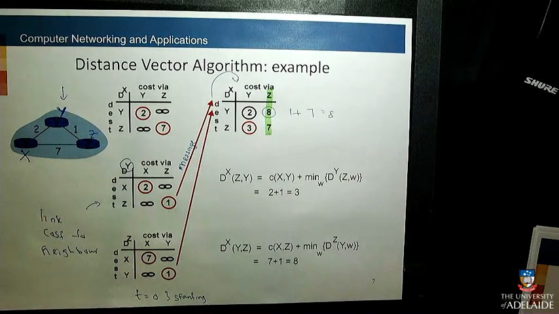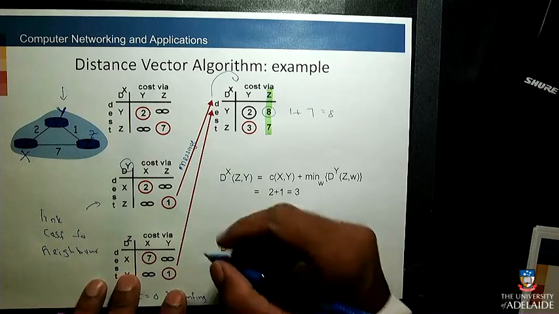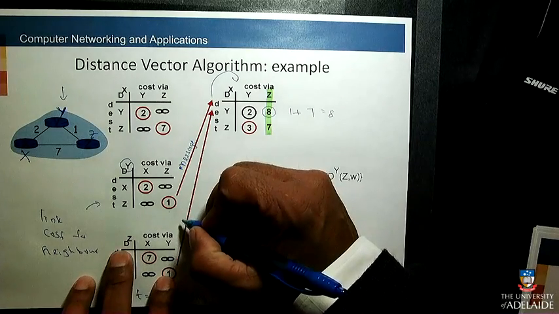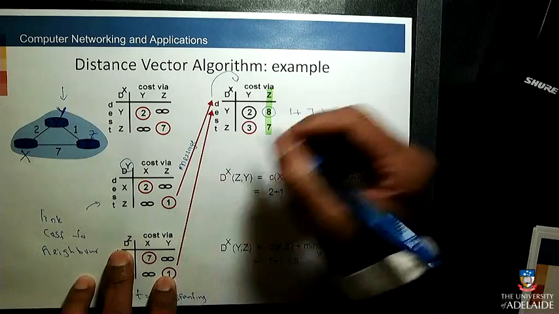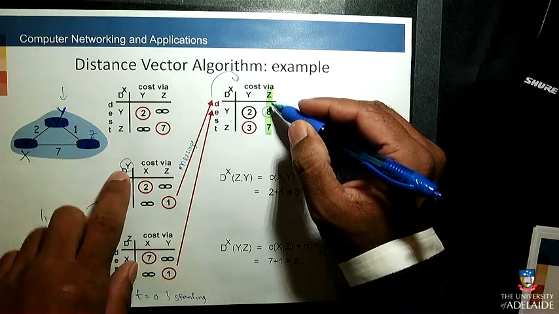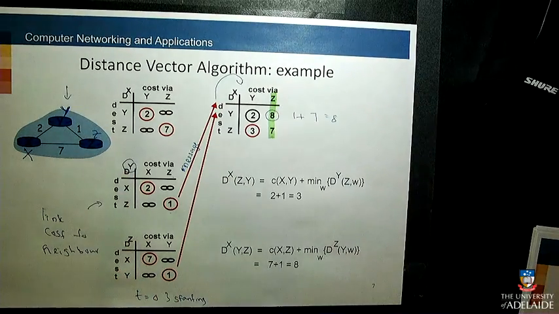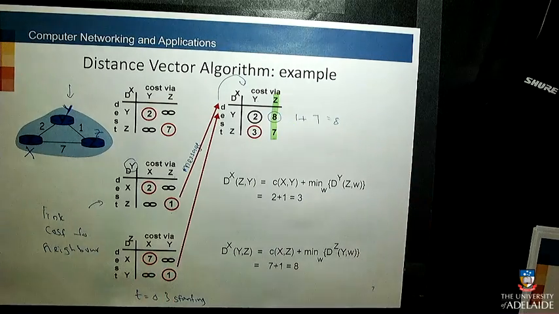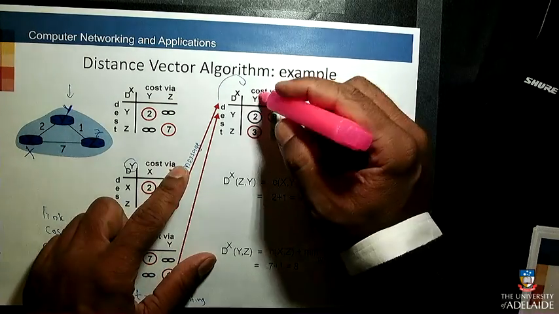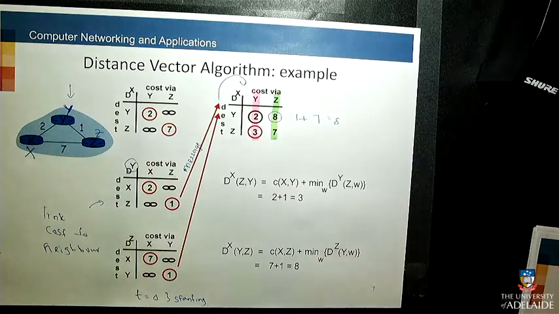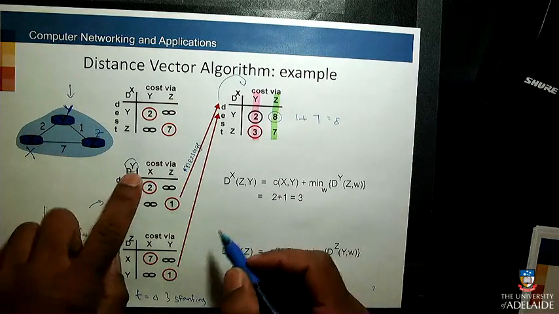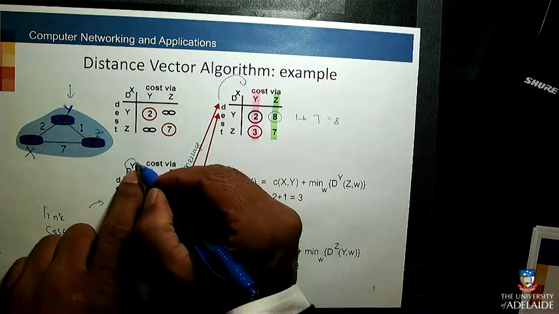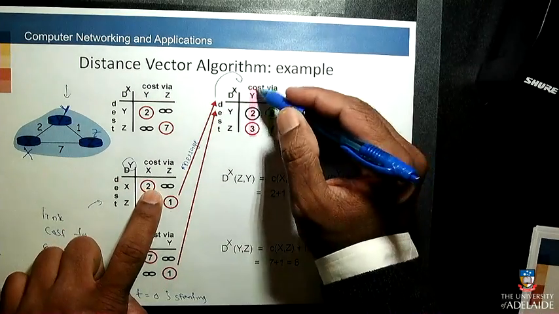Let me look at the message again. I looked at the wrong column, sorry. I should have looked at the Y column, because this is the Z column. Let me do that again, sorry, guys. So I get a message from Y, so I look at the Y column.